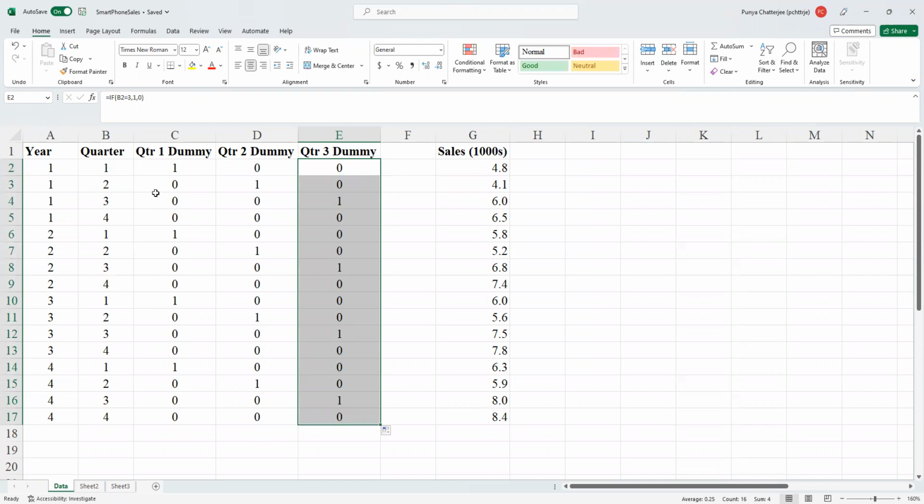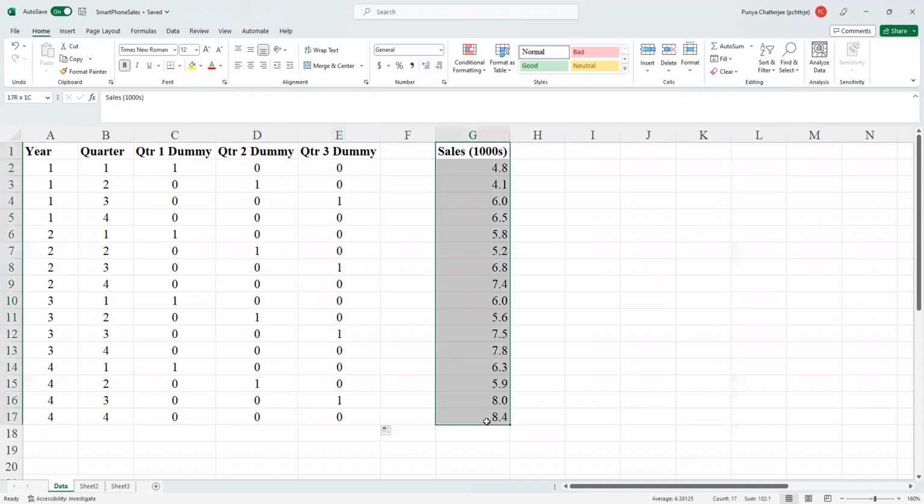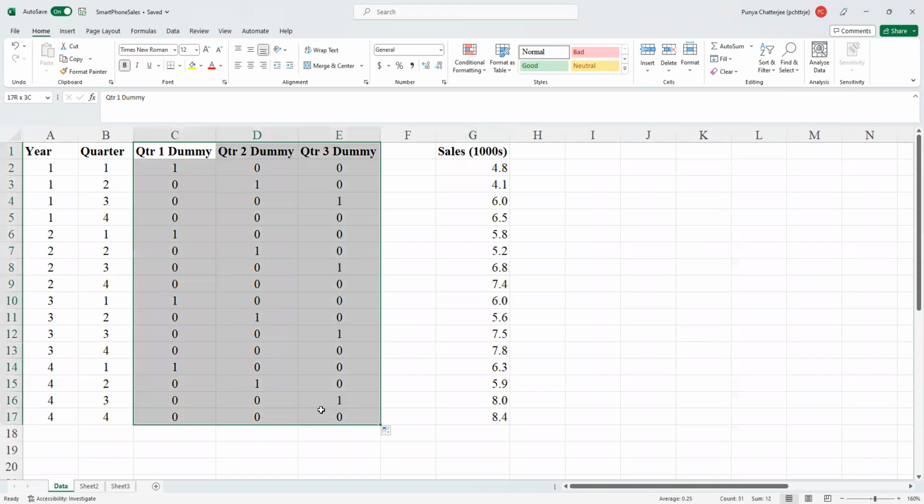These 3 dummies represent the full data because quarter 4 can be represented by 0, 0, 0. Quarter 1 is represented by 1, 0, 0. Quarter 2 is represented by 0, 1, 0. Quarter 3 is represented by 0, 0, 1. And quarter 4 by 0, 0, 0. So all of them have a unique representation. This is the seasonal part. If we do a regression where Y is sales and these 3 quarter dummies are X, that regression is going to take care of the seasonal effect.